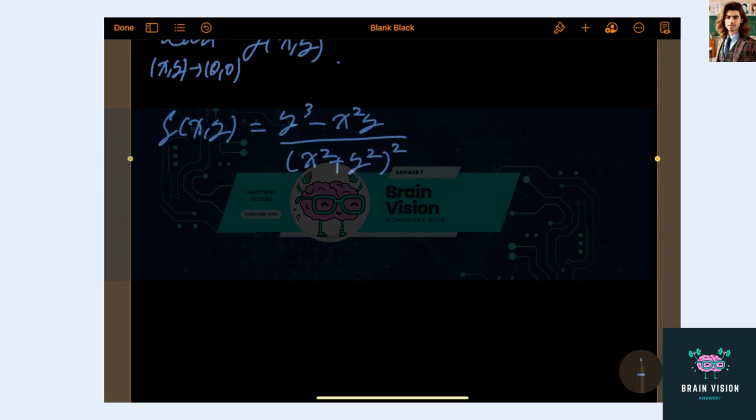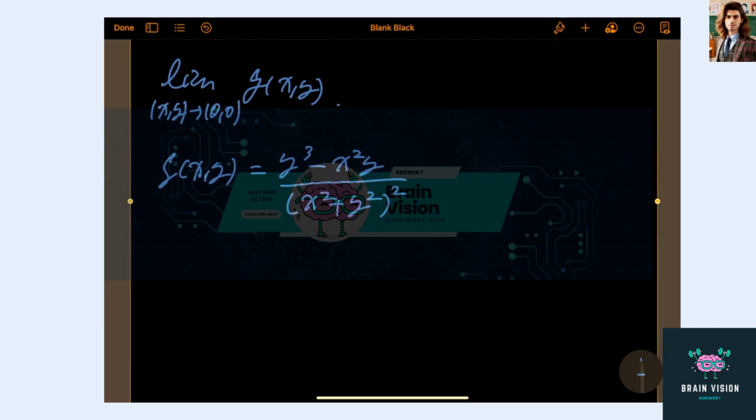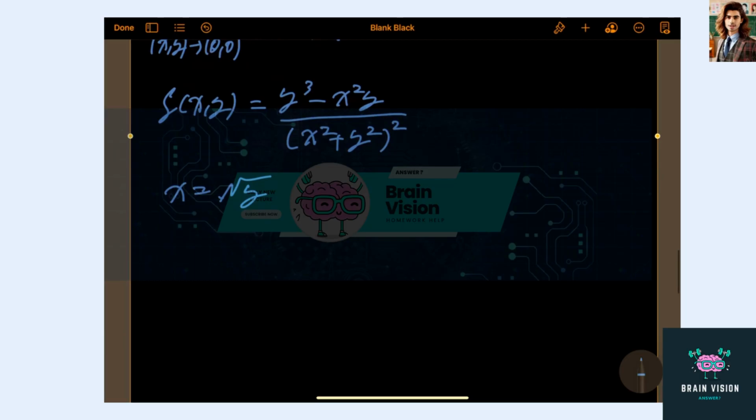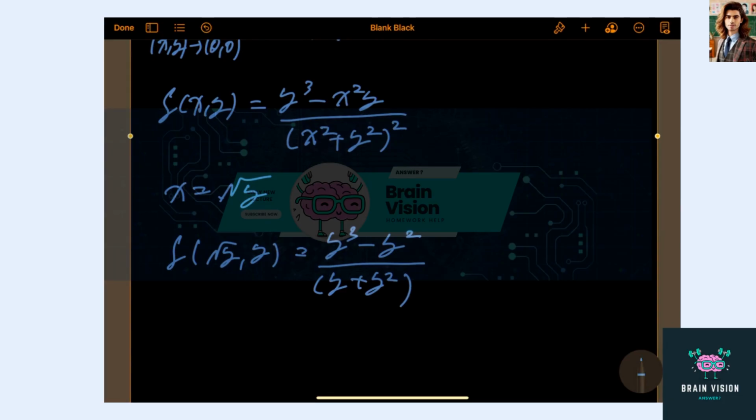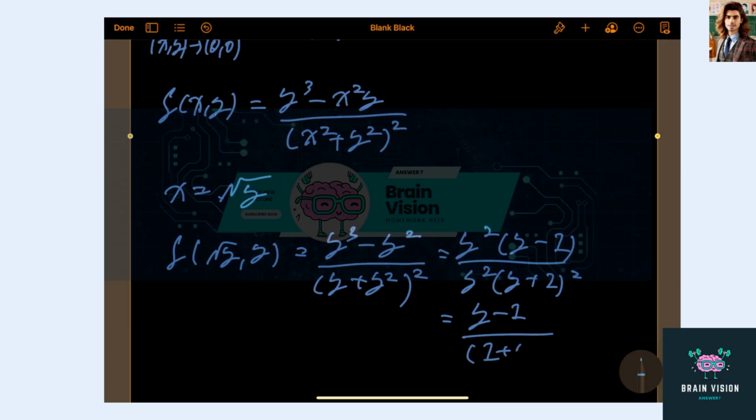Okay, so now I'm going to take the path x equals square root y, and then the function becomes y to the third minus y squared over y plus y squared, squared, and then we can simplify this to y squared times y minus 1 over y squared times y plus 1 squared, which is y minus 1 over 1 plus y squared.